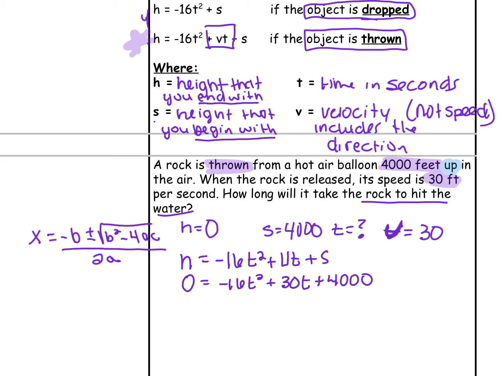From here, we can use the quadratic formula, and so we need to pull out our a, b, and c. So our a is negative 16. Our b is 30. So here's our a, here's our b, and our c is 4,000.